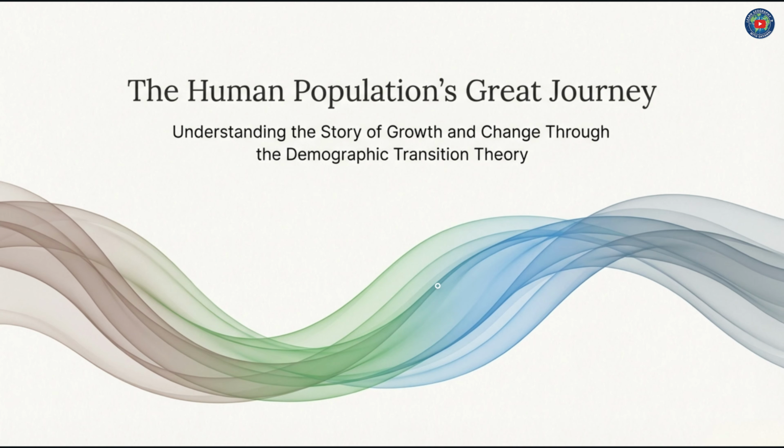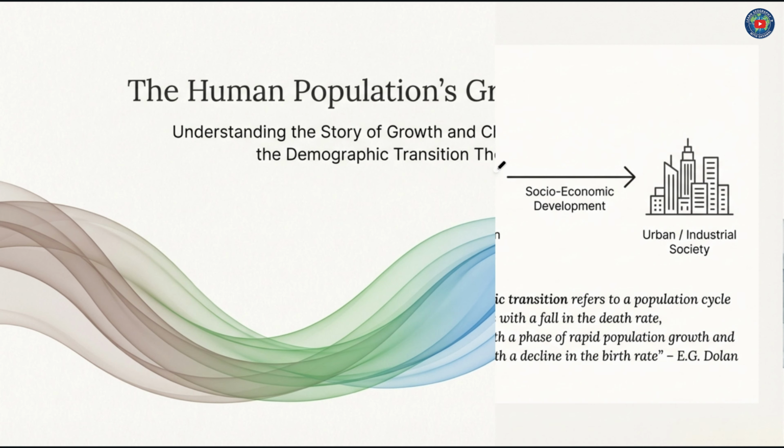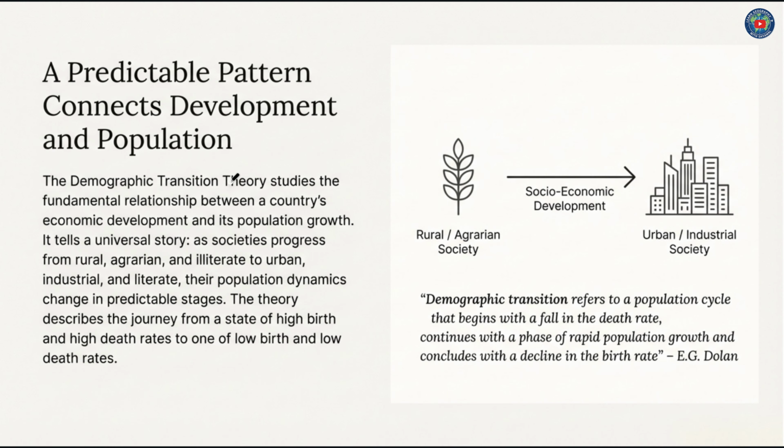Good evening, everyone. In this class, we are going to discuss the demographic transition theory of population growth. The demographic transition theory studies the fundamental relationship between a country's economic development and its population growth. It tells a universal story as societies progress from rural, agrarian, and illiterate to urban, industrial, and literate. Their population dynamics change in predictable stages.